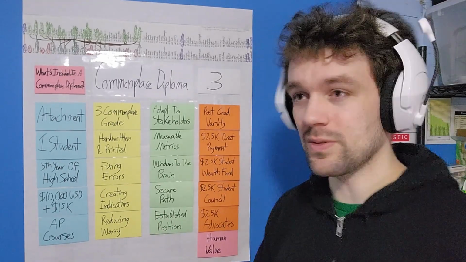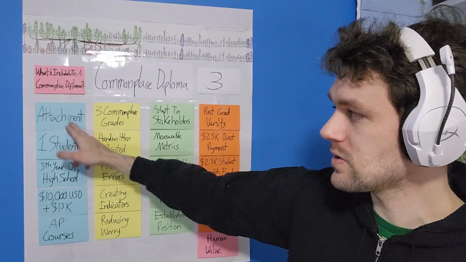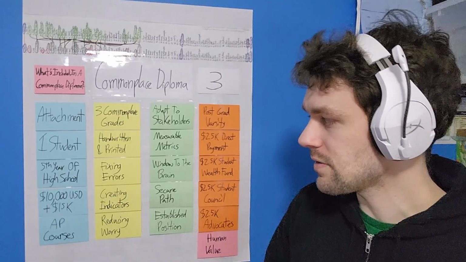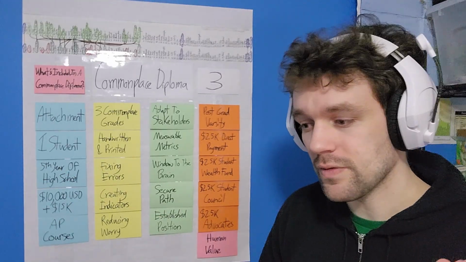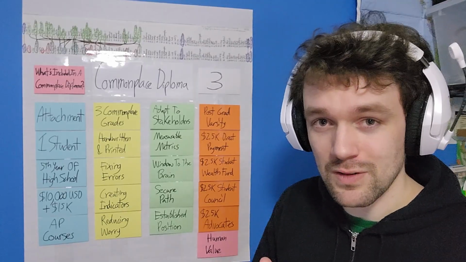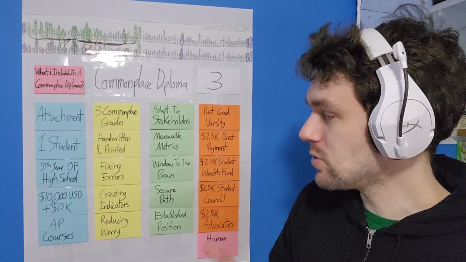Adapt to stakeholders. So over time, the system will need to adapt. And so you might have this attachment where it's just a 5th year of high school, and that's great. But eventually you're going to run out of people who could potentially have a 5th year of high school, right? Everyone will have finished their 5th year. And so what do you do at that point?